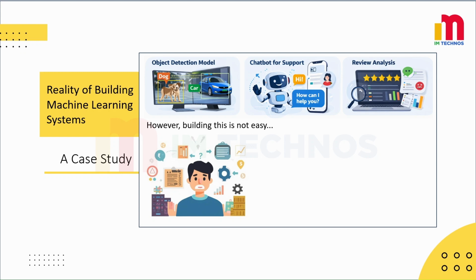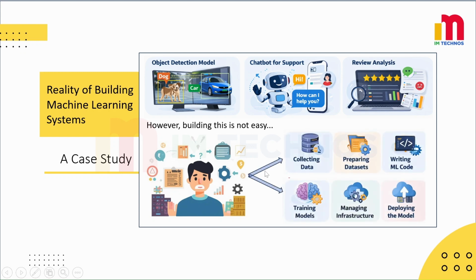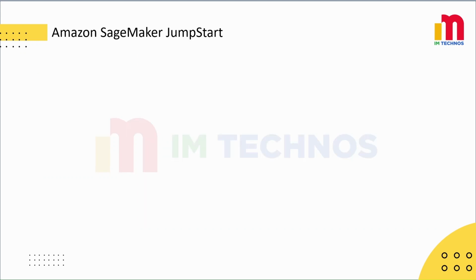Now here is a challenge. Building a machine learning model usually requires collecting data, preparing datasets, writing complex ML code, training models, managing infrastructure, and deploying the model. For many beginners, this process can take weeks or even months. And honestly, most people who are learning AWS do not want to start from zero every time. They want something like, can I just start with a ready-made model and customize it? And this is exactly where Amazon SageMaker JumpStart becomes very useful.